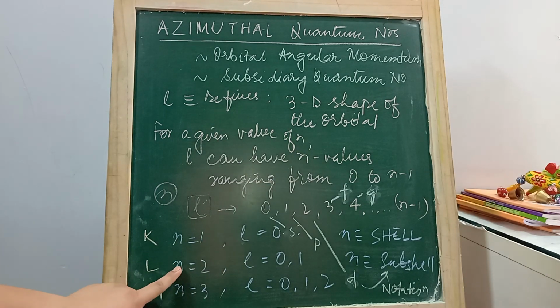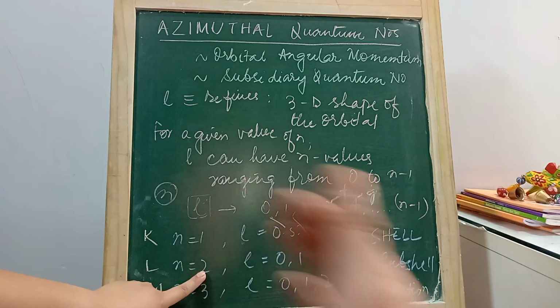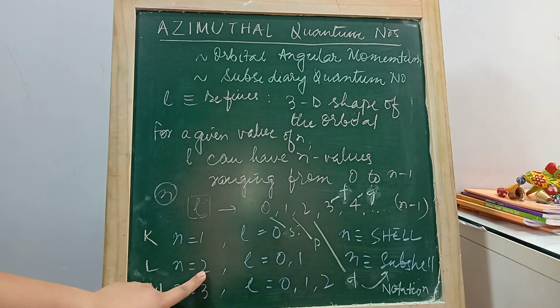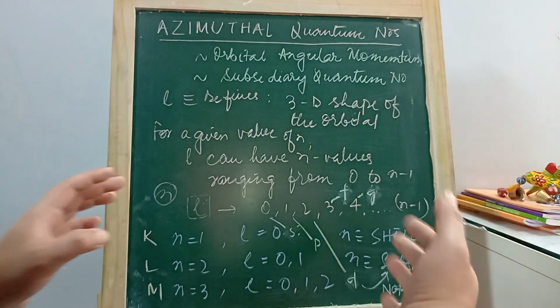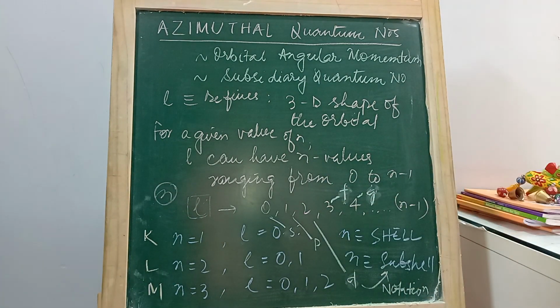If the principal quantum number is 2, the second shell, how many subshells will be there? There will be 2 subshells. If the principal quantum number is 3, the M shell, how many subshells will be there? There will be 3 subshells. The value of n not only determines the shell, it also determines how many subshells will be there in that shell.